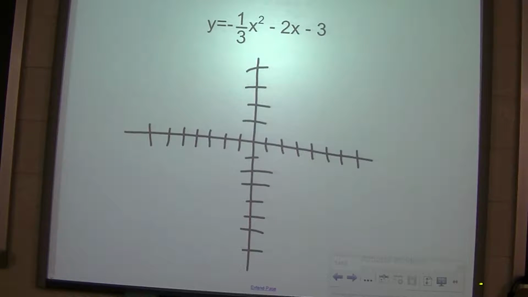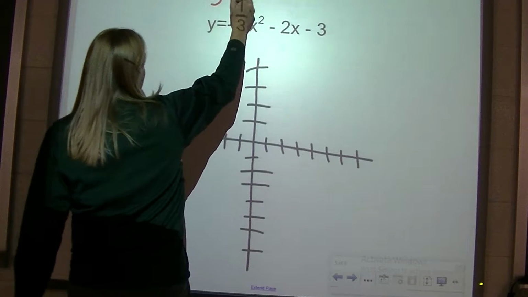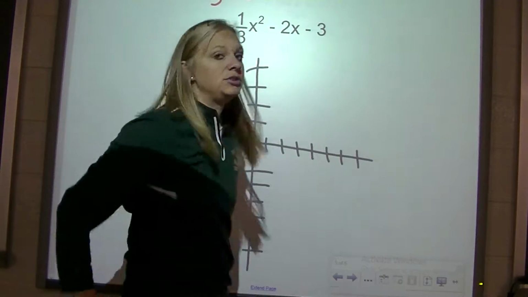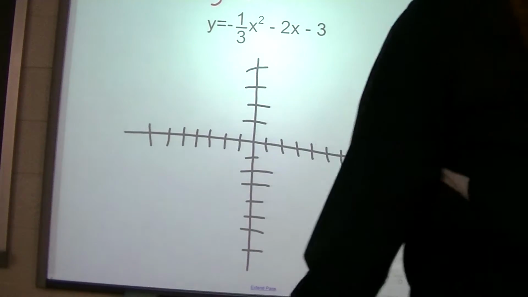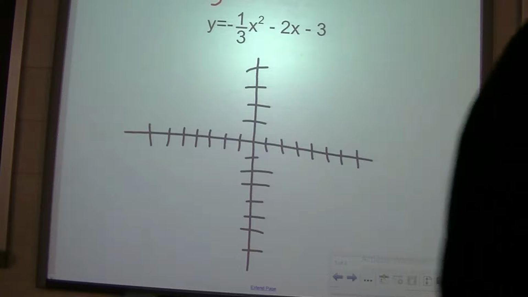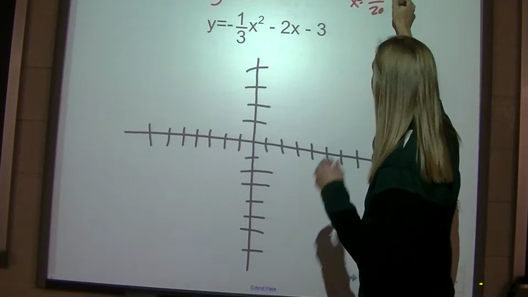Okay, so here's another quadratic equation. We have to recall standard form, ax squared plus bx plus c. That's going to be super important when we're working with all quadratic equations. So we need to find our vertex here, the same way we did before. x equals opposite b over 2a.